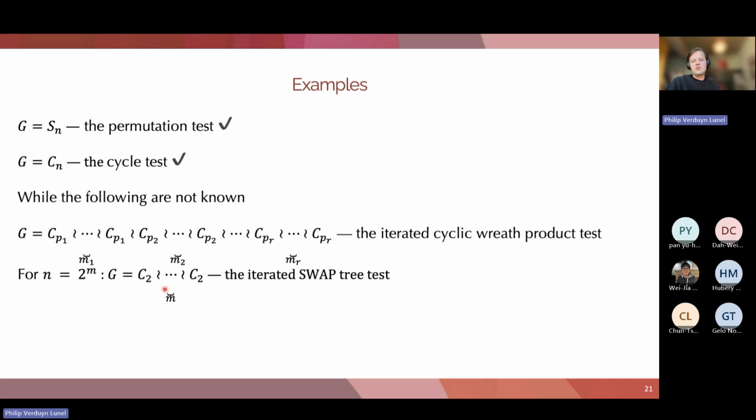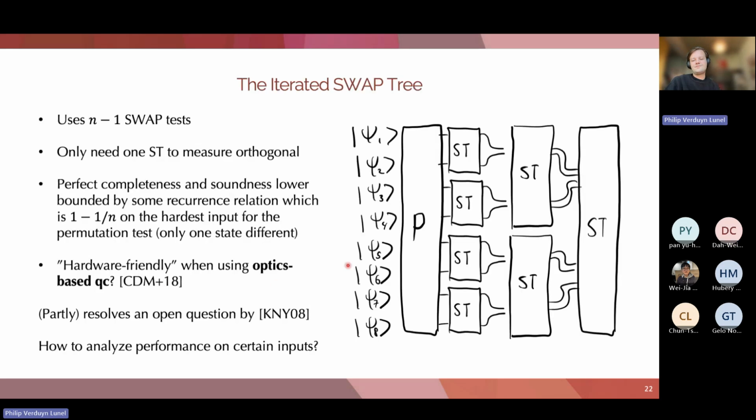It would be to compute the following. This iterated wreath product is if you would continue to apply swap tests to all your quantum inputs, and then on the outputs of that, you keep applying swap tests to check if there's going to be an orthogonal state. So this is a very easy implementation, we would think. It's maybe very hardware friendly. You can use it with maybe beam splitters. I'm not an expert in this experimental setting.